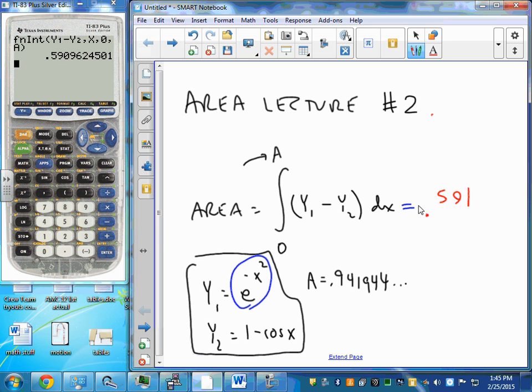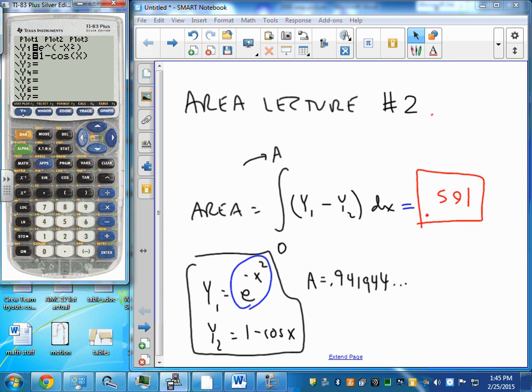Okay, so when you looked at the solution, I assume you did, they have 0.591, right, to the nearest thousandth. That's how you could do it very easily. The calculator does the integration, and it makes it much, much easier to key in, assuming you've graphed y1 and y2.